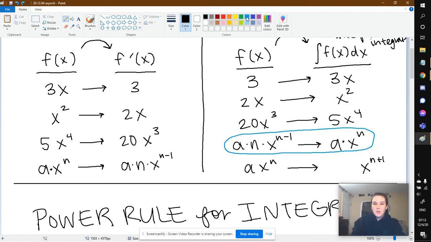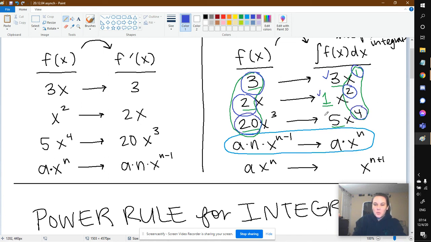And then here, let's look at the coefficient. We had a 3, it stayed 3. We had a 2, it turned into 1. We had a 20, it turned into 5. It looks like we're dividing this first number by what our exponent will eventually be. Let me say that again. 3 divided by 1 is 3. 2 divided by 2 is 1.